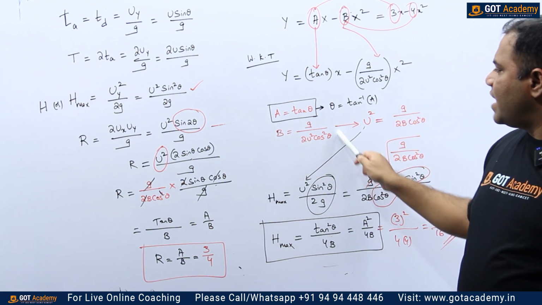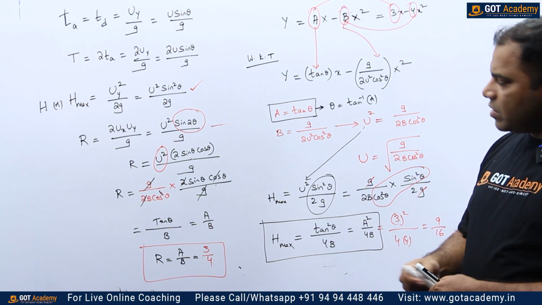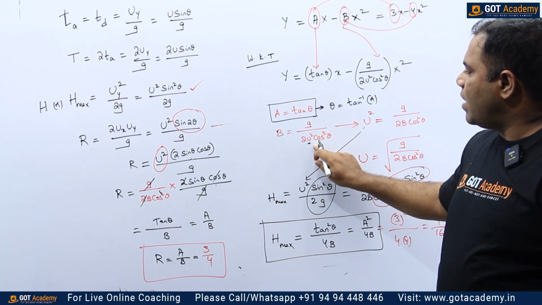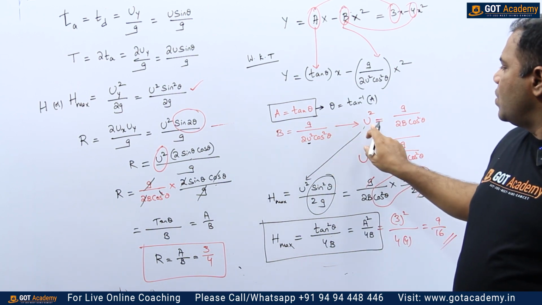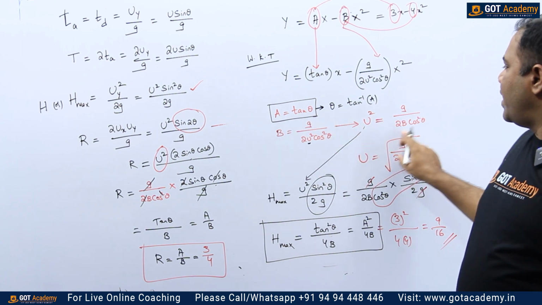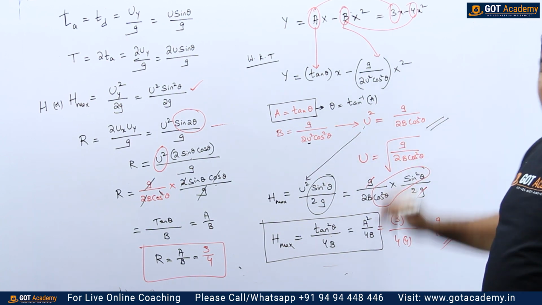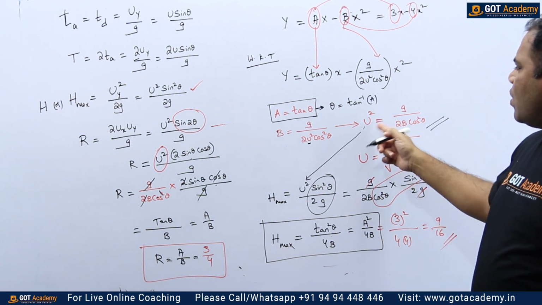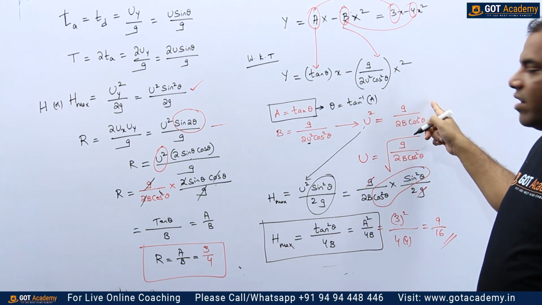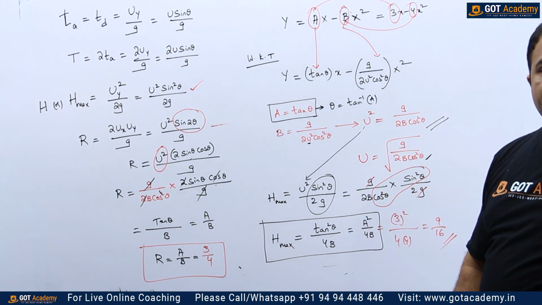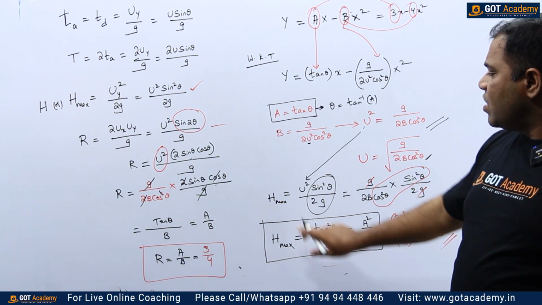From this second equation, what is u square? So, this u square must be sent to the other side and b to this side. So, u square is equal to g by 2b cos square theta. This is what you are getting. Clear? If you want to find u, let us move the square to the other side and take the square root. Now, I am interested in finding h max.